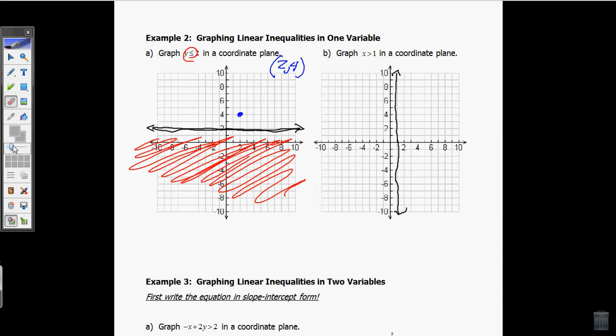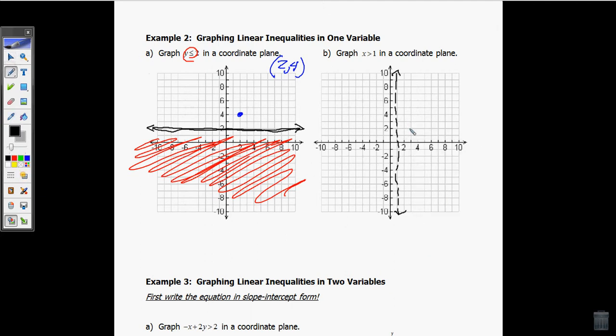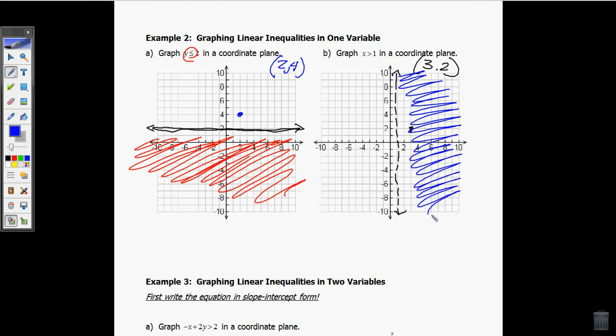Let me make these a little bit bigger. Dash, dash, dash, dash, dash. Should be a dotted line. Very good. Now I need to make a test point. I'm going to choose, let's say, this point right here. It's going to be 3, 2. So I'm going to put in 3, 2, and I check it. X value is 3. 3 goes into here. Is 3 greater than 1? Absolutely is. So my test point is a solution. So that means that I shade this side where the test point is. And that is my linear inequality graph right there.